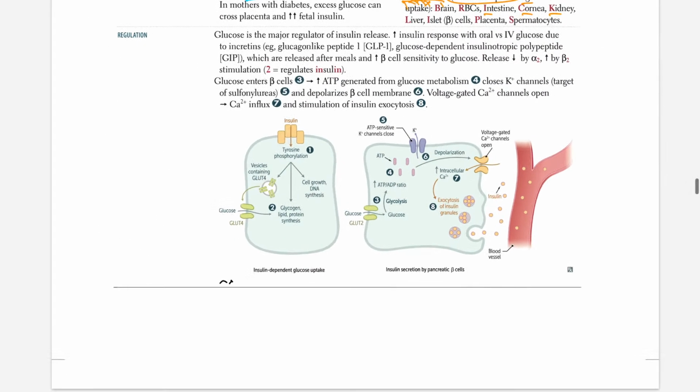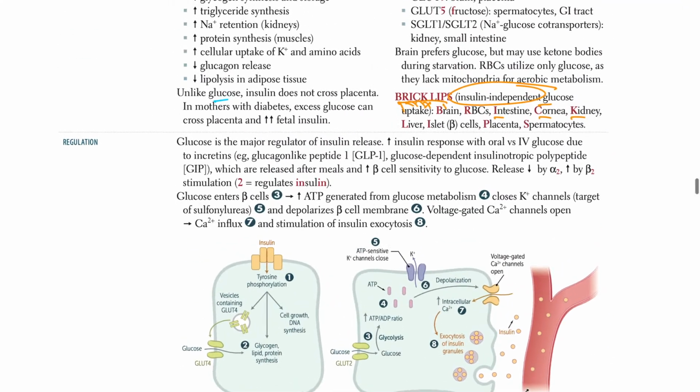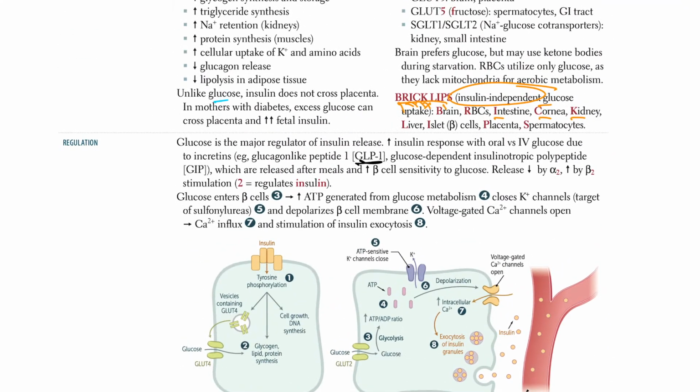Why? Because we have something known as, if you did your GI, GLP-1, glucagon-like peptide 1, your incretins, and also glucose-dependent insulinotropic polypeptide, GIP. So GLP-1 and GIP are released after meals, and they go to the pancreatic beta cell and cause increased beta cell sensitivity to glucose, causing release of insulin faster orally than if you give IV.